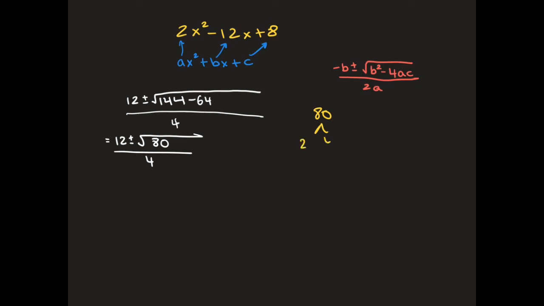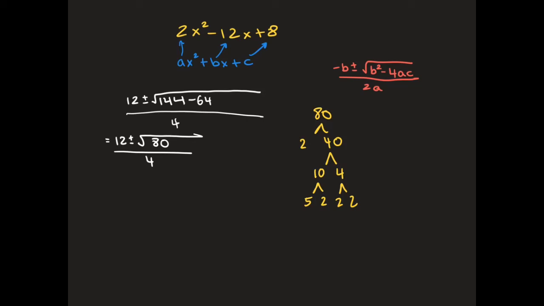2 times 40 is 80. Now, 2 cannot be simplified any further, but 40 can. 10 times 4 is 40. 5 times 2 is 10. And those are all prime numbers, so that's no longer a route to go down. And then 4 is 2 times 2. And everything has ended in prime numbers.